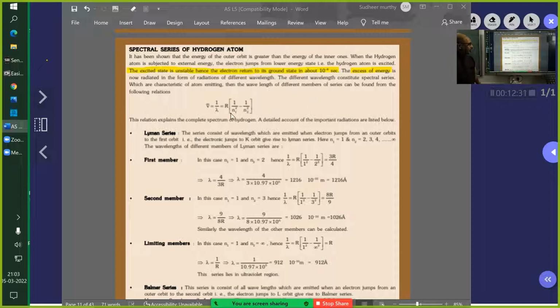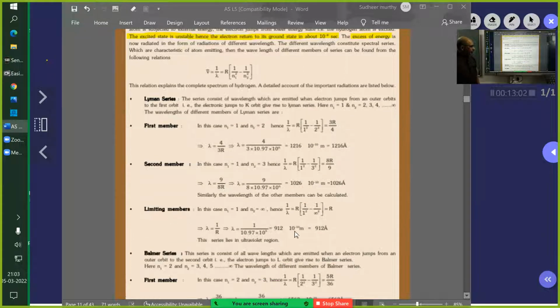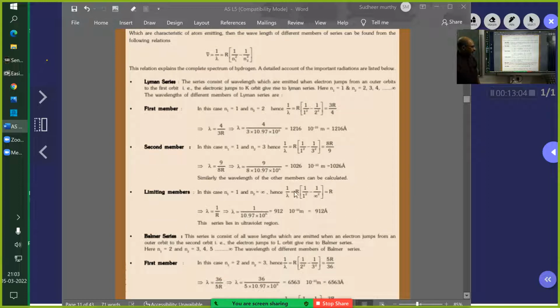Different wavelengths constitute different spectral lines, and therefore, back to this: wave number, 1 by lambda, is equal to R into 1 upon n1 square minus 1 upon n2 square. This relation expresses the complete spectrum of hydrogen. So you know the Lyman series, right? In this formula, if you put n1 equal to 1 and n2 as 2, 3, 4, 5, then you go on getting the spectral lines. First member, second member, and so on, and the limit is when the electron jumps from infinity to this first position.